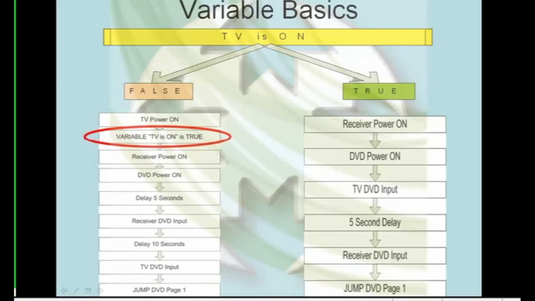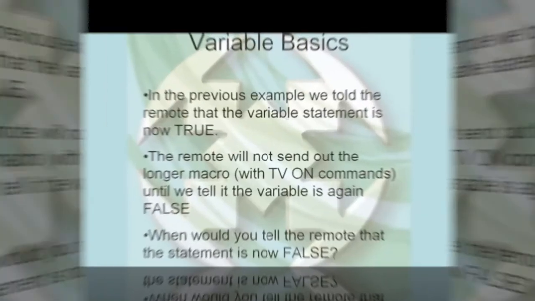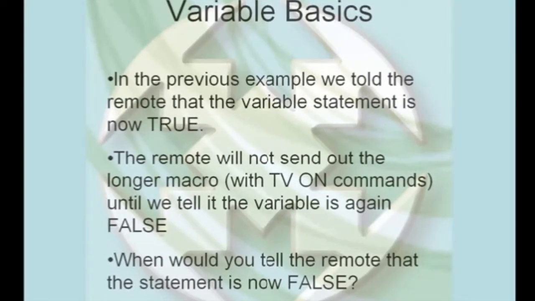Here's how that step would appear. Notice that I put it immediately after the TV on command. I did that on purpose so that anyone who looked at my work could easily see why I changed the variable at this point. And one last point. We told the remote that the variable is now true, which means the remote will not try to turn the TV on. At some point, the variable must become false again. When do you think that would be?